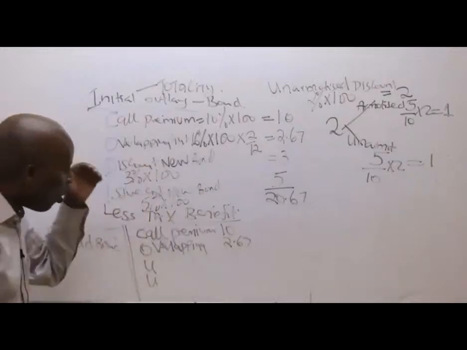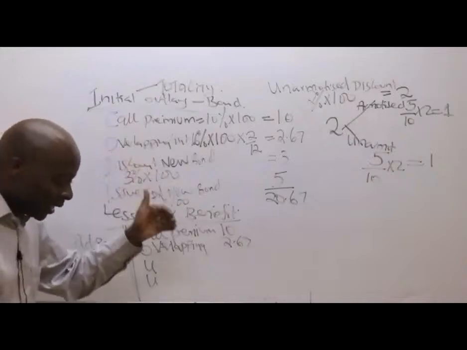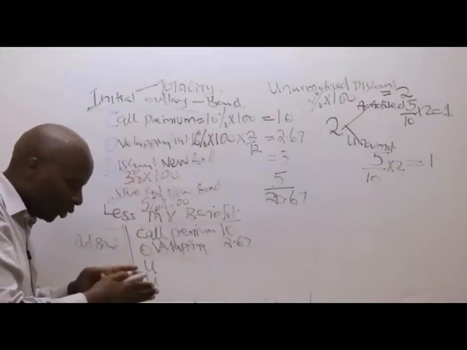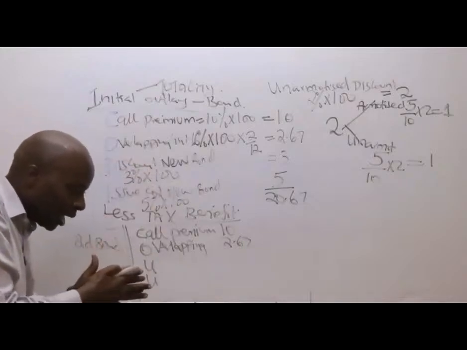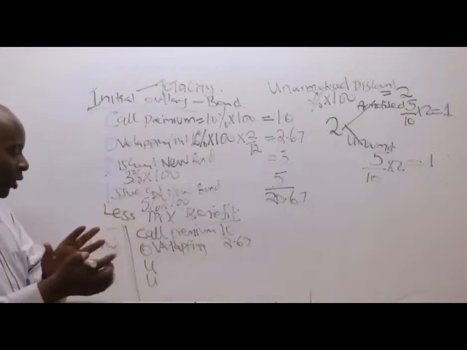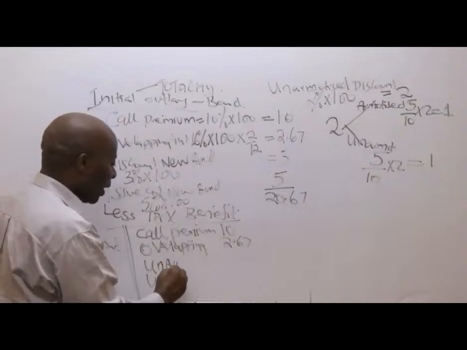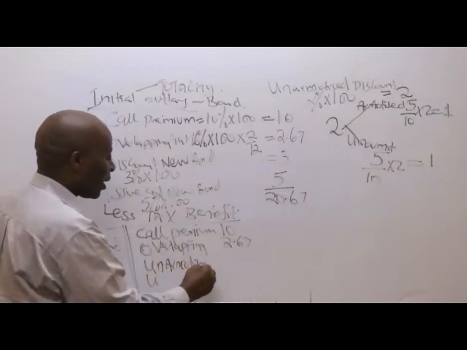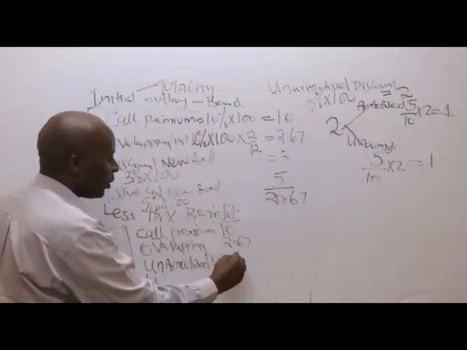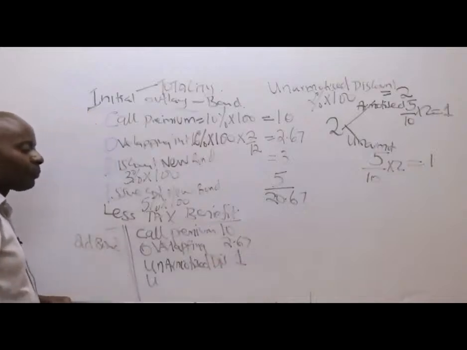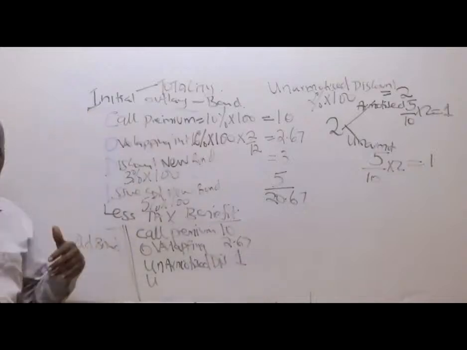Remember, we are talking of unamortized. After we issue this new bond, how many years do we have moving forward? So we have here an unamortized discount, which somebody tells me is 1. They're in millions, my figures.